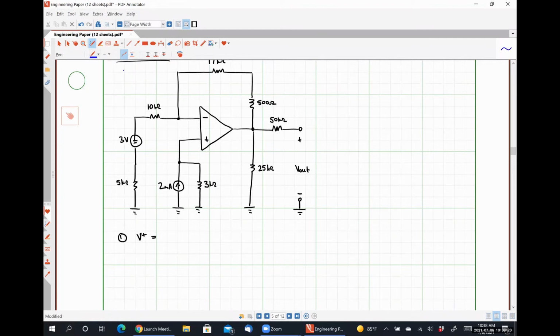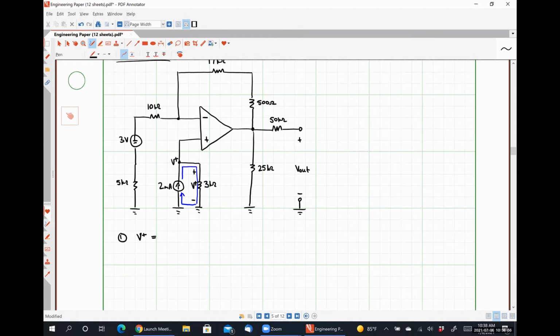I would argue we know that 2 milliamps is flowing up and leaving this current source. None of it can branch off and flow into the positive polarity terminal. So all of it must flow down through the 3 kilo ohm resistor into ground and return like so. So our voltage here, V plus, is the exact same thing as the voltage drop over our 3 kilo ohm resistor. Does that make sense? Yes.